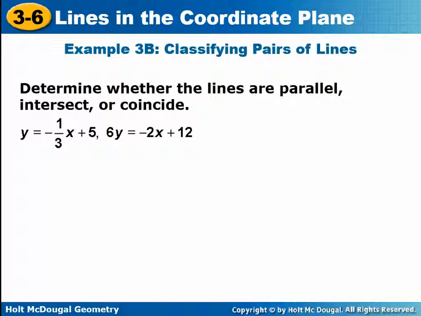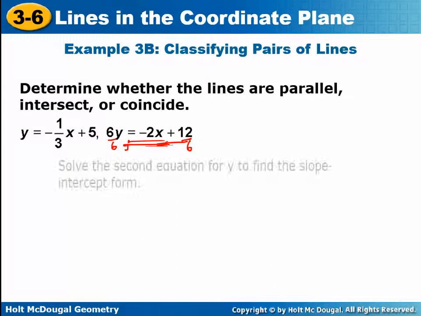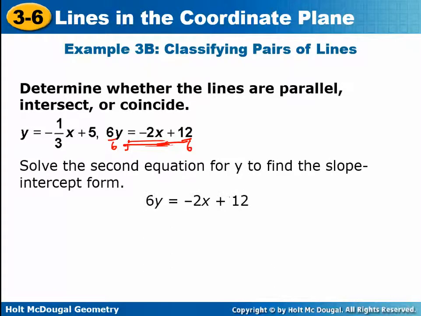Okay, check the slopes here. Well, if I just glance real quick, I'd say they're different slopes. One has a slope of -1/3, one has a slope of -2. Oh, wait, the second one does not have a slope of -2. We would first need to solve this for y. I would divide everything by 6. So I would get y equals -1/3 x plus 2.